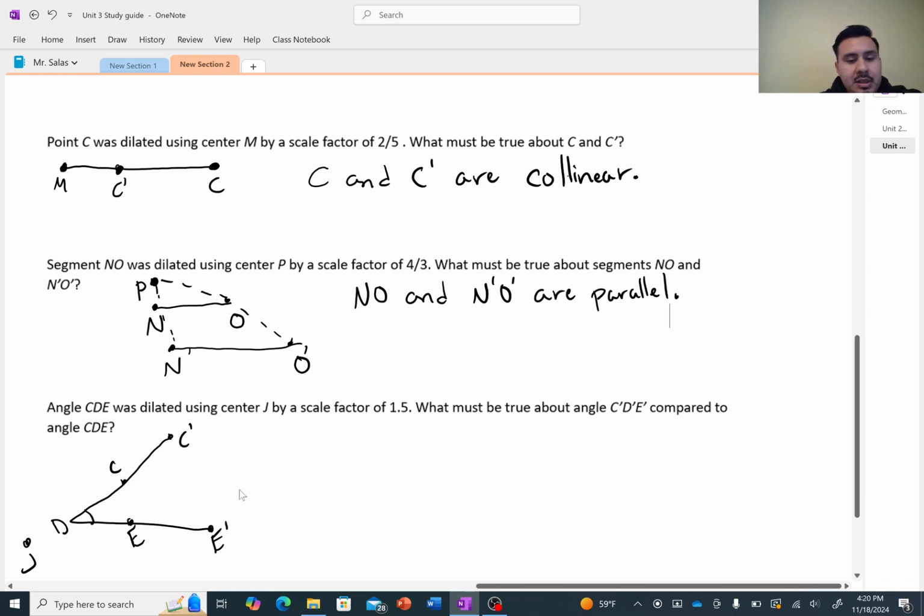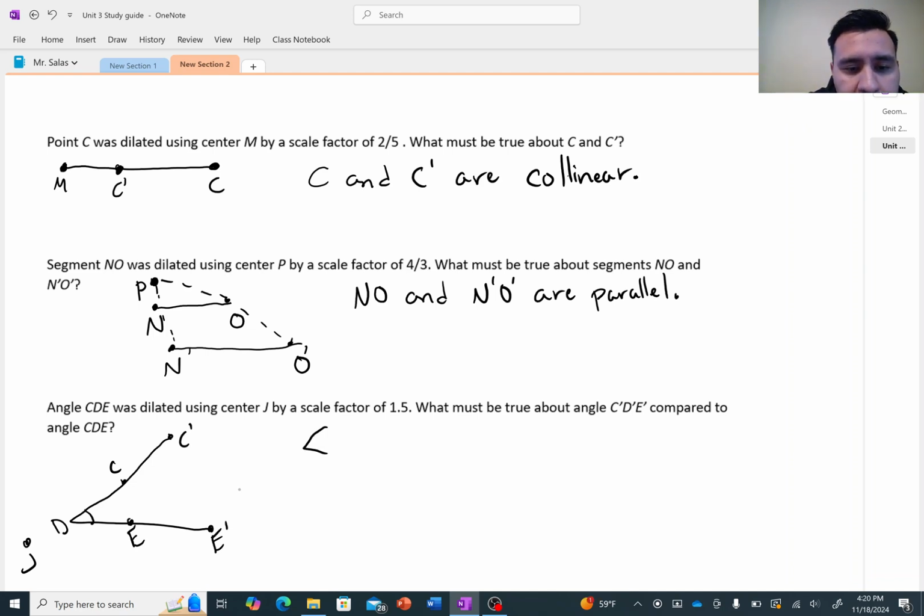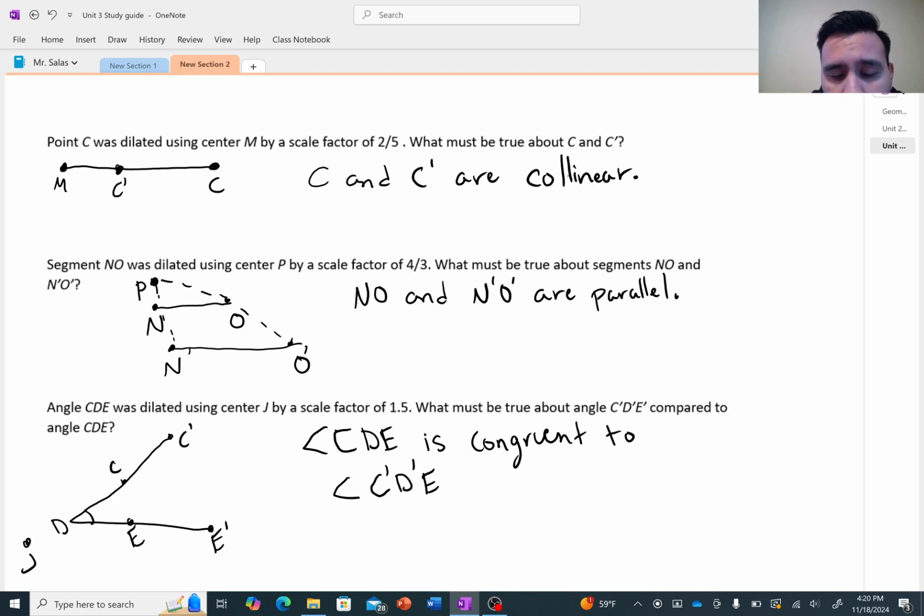What actually happens to the angles? Well, did it change? No, right? It did not change. So I can go ahead and say angle CDE is congruent, because yeah, they stayed the same. It's congruent to angle C prime, D prime, E prime.